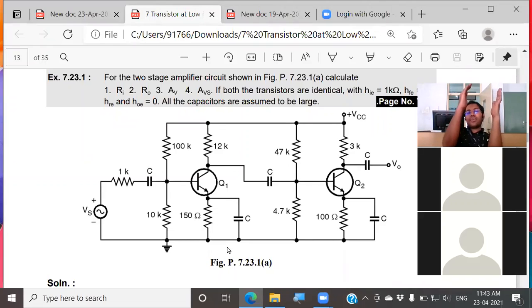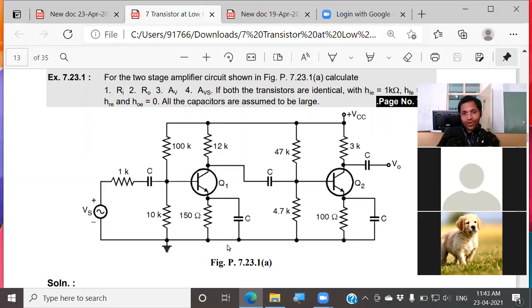A resistor in parallel with a short circuit, the equivalent is simply a short circuit. Short circuit means 0 ohm. So when I consider the AC equivalent, it is like 150 in parallel with 0 ohm. Two resistors in parallel: R1 R2 by R1 plus R2. 150 into 0 by 150 plus 0. How much is that? 0. So for the AC equivalent, I can simply replace this by a wire joining emitter to ground. That's it.